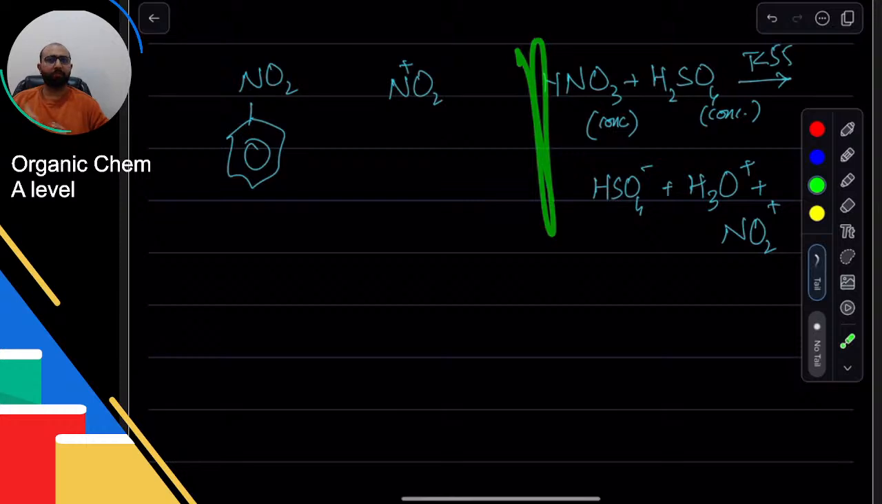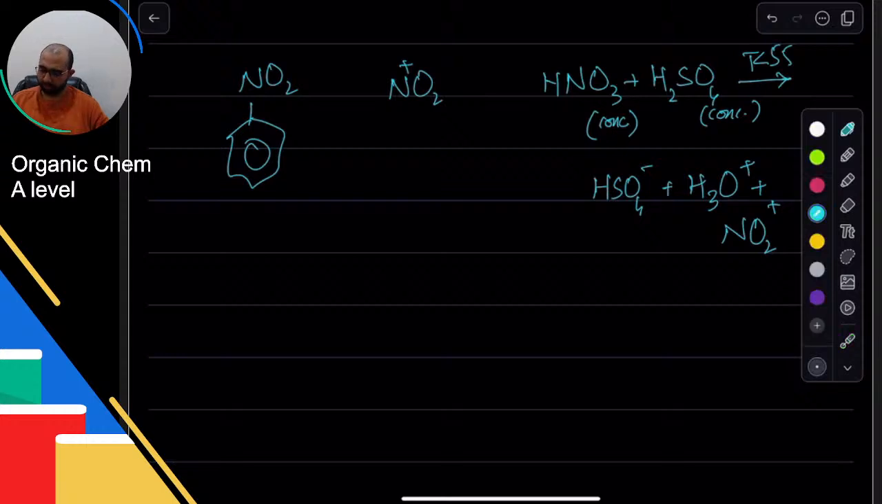This equation is not pretty straightforward because it also uses water, but water is used up in the process. So I should be using 2H2SO4 to make 2HSO4 minus, and now it is balanced. So this is how it goes.